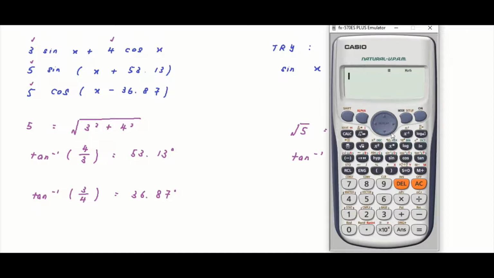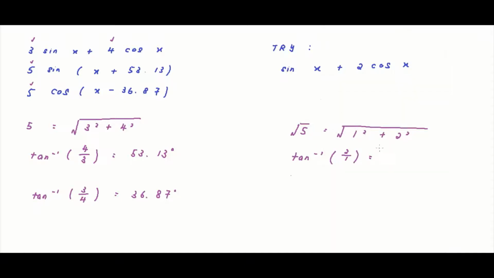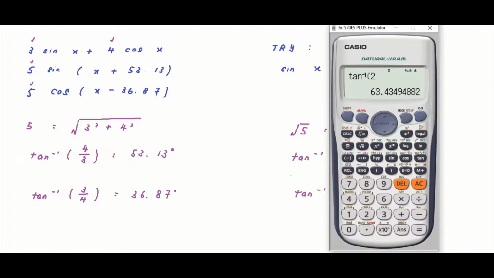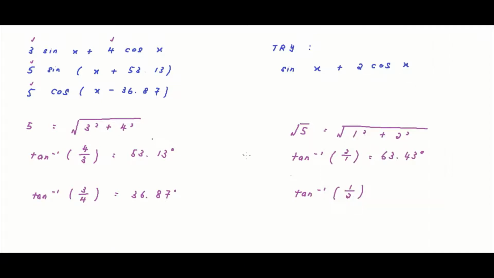So shift tangent 2. I'll get 63.43. Then do the same thing, but make it upside down, so 1 over 2. When I press shift tangent 1 over 2, then I will get 26.57. Okay, so now with these two answers, let's try to write it in the form.